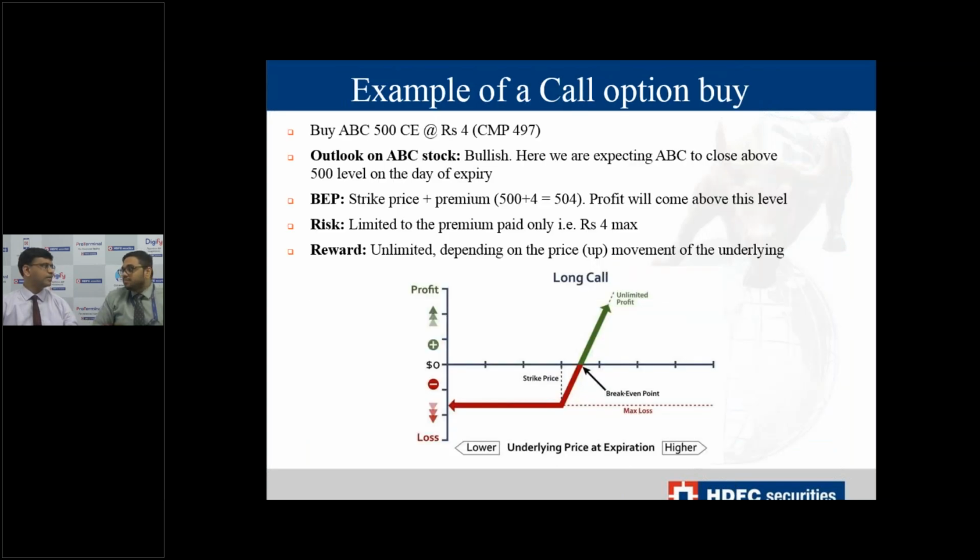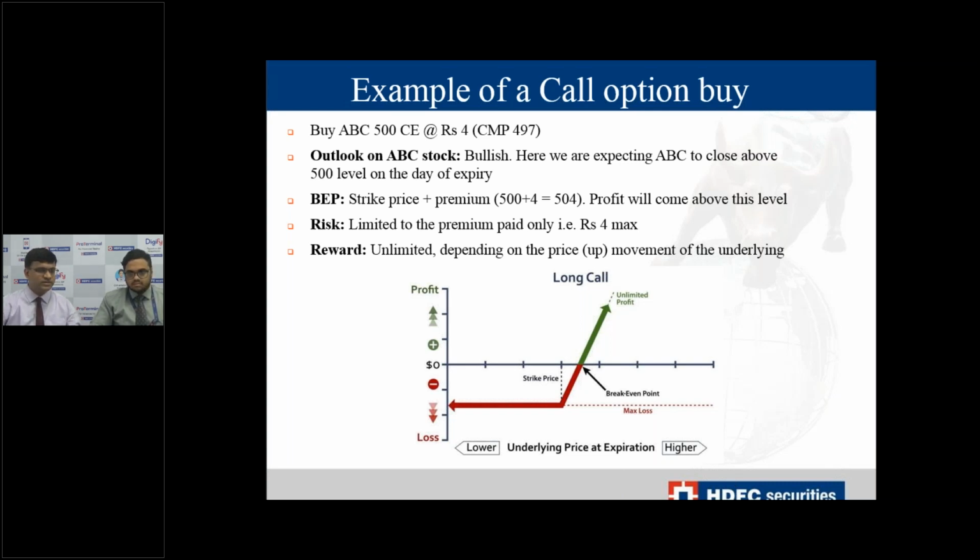So Subash, give an example of a call option buy. What will happen in a call option buy and what will happen in a call option sell? Yeah, in the case of a call option buy, the risk is limited to the premium and the reward is unlimited, depending on how the price of the underlying asset moves. The break-even point, as can be seen in the chart on the PPT slide, is the strike price plus the premium. So the strike price is 500 plus the premium of 4, which means that the break-even point is 504. So profit will be earned only once the underlying asset moves above 504.